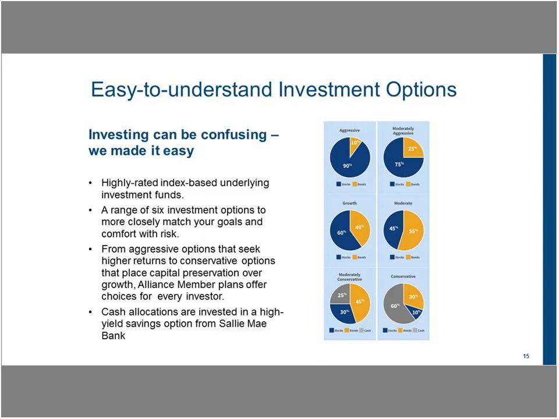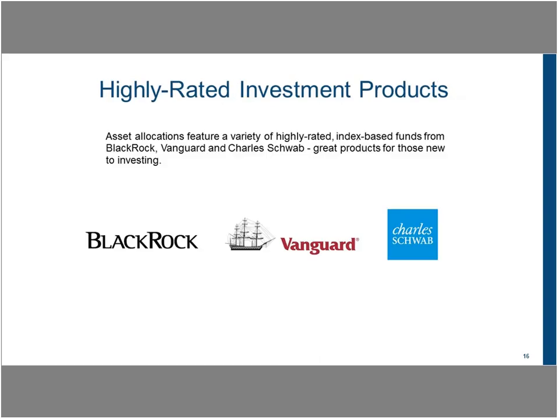And then all cash allocations within those portfolios are invested in a high-yield savings option from Sallie Mae Bank. Moving to the next slide. So again, just talking about the investment products, those asset allocation portfolios feature really highly rated index-based funds from the likes of BlackRock, Vanguard, and Charles Schwab, which are all trusted brands with long histories.